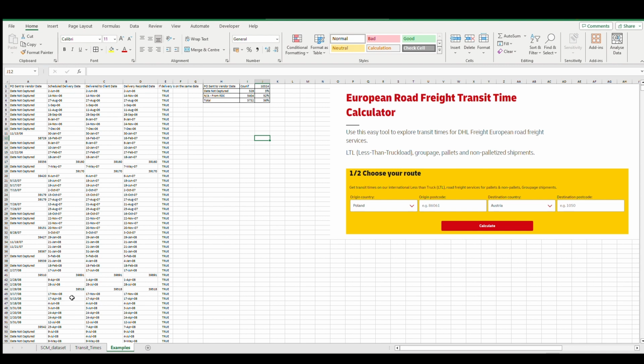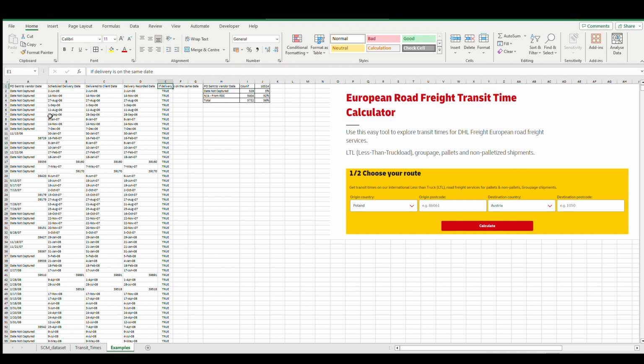What is this example of the data? I would say that this is kind of garbage data, and I will tell you why. So let's focus now on the columns. The first column is when the PO is sent to the vendor, so when the purchase order is sent to our vendor. Then we have scheduling data, delivery to our client data, and delivery code date.